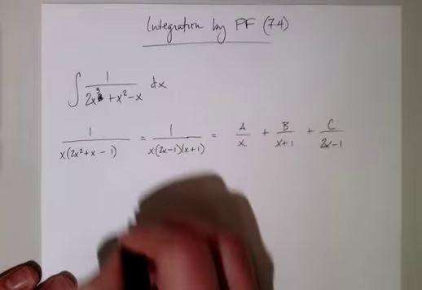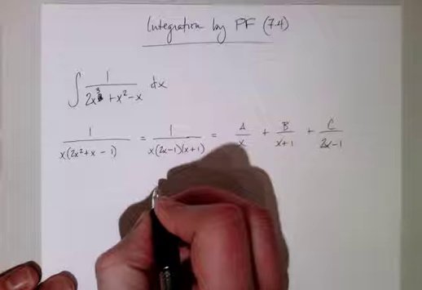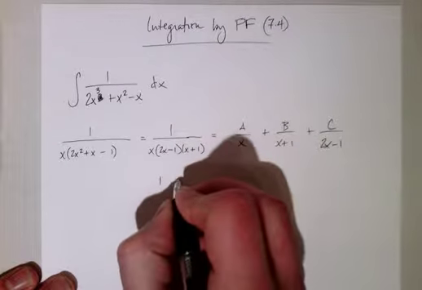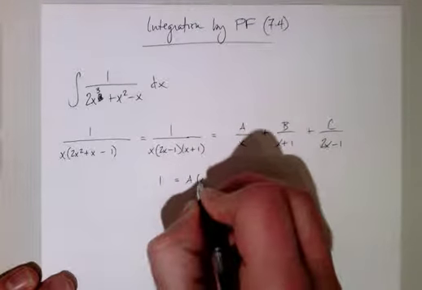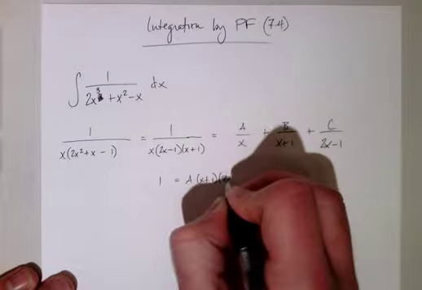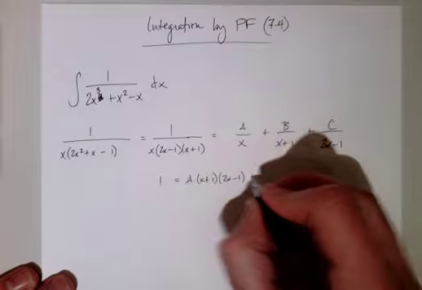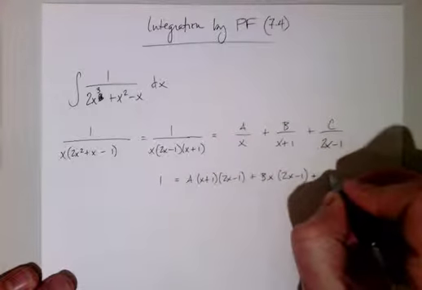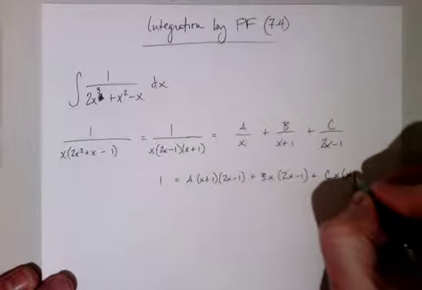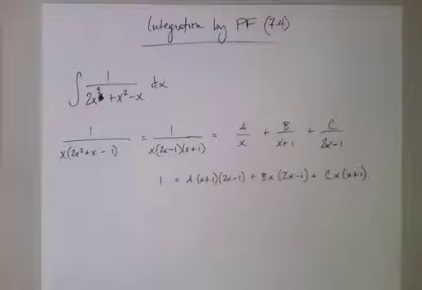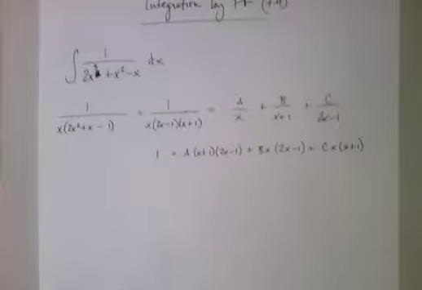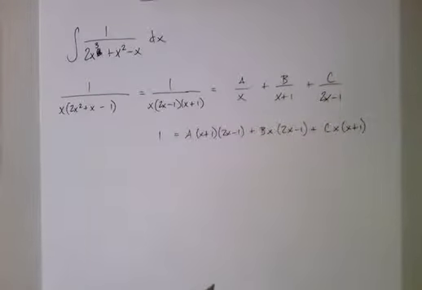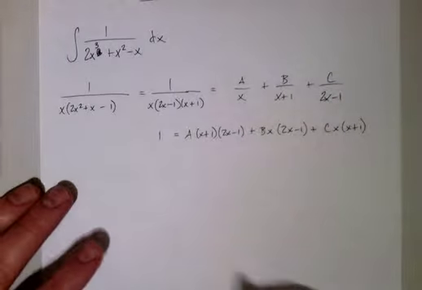Well, when I multiply through, and this is going to be linear factors, so it's going to wind up being a wonderful convenient value, or Heaviside method. We get 1 equals a times (x plus 1)(2x minus 1) plus bx(2x minus 1) plus cx(x plus 1). And all we've done again is just multiply through by the common denominator in order to get rid of the denominators and cancel out the things that cancel out.